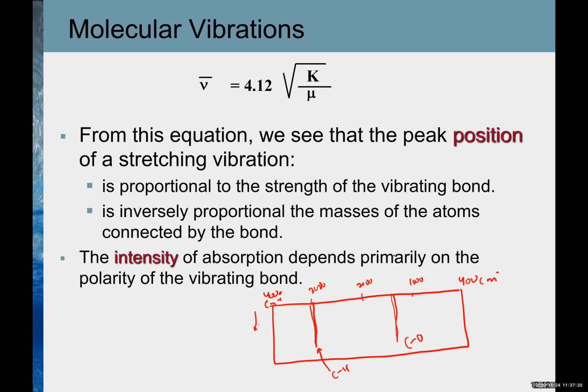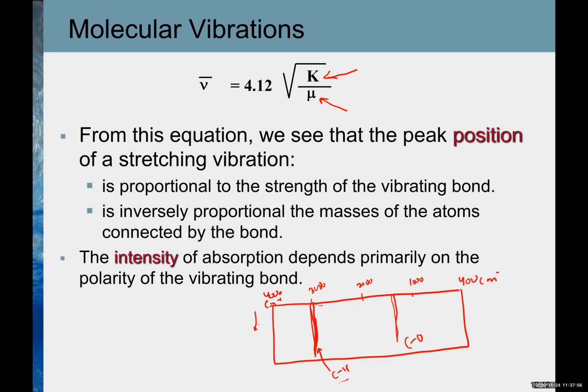So the position of a bond depends on the kappa value and the reduced mass. Because CO is a single bond and CH is a single bond, K is the same, and the reduced mass mu is smaller in CH. That's why it's at higher wave number, and larger mu means the position will be lower. The other thing is intensity, how intense the peak is. Some peaks are intense, like all the way down here, and some will be faint.